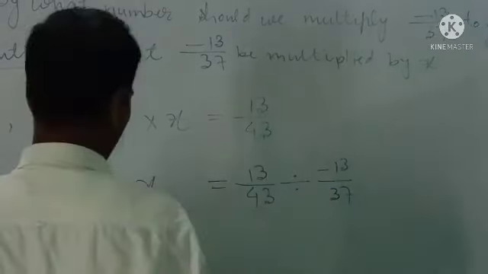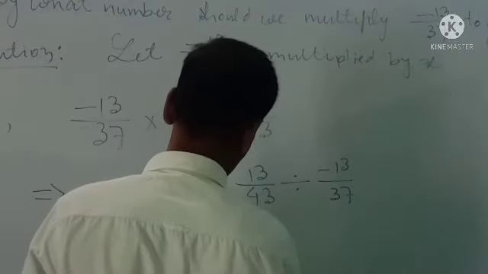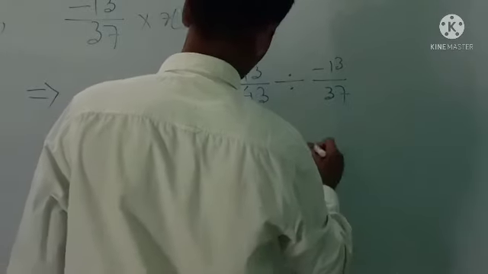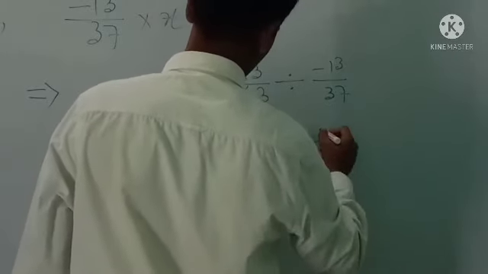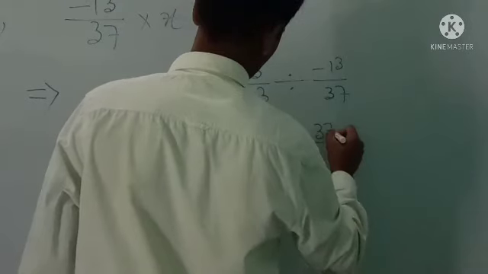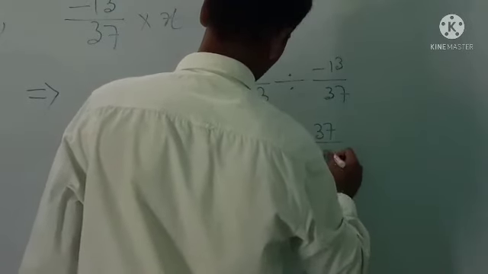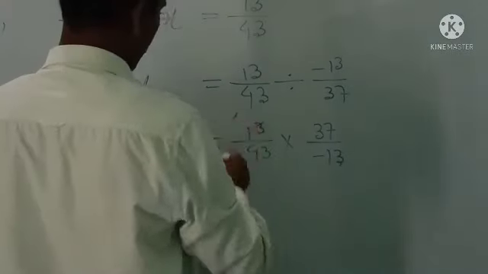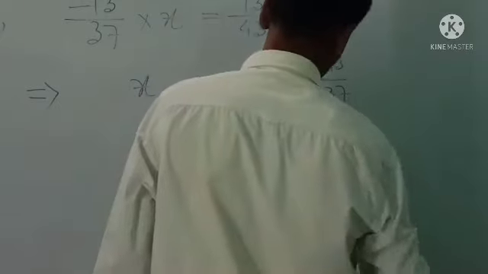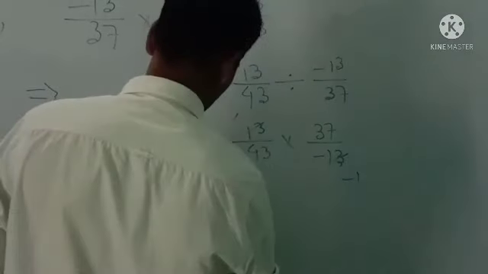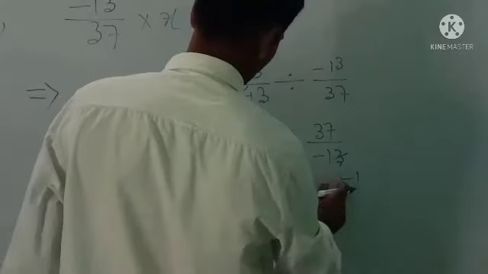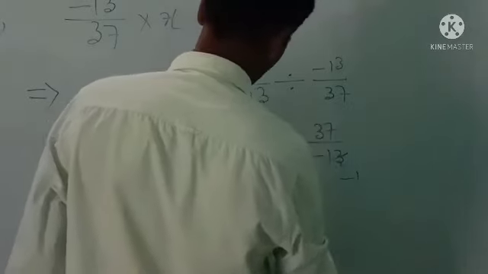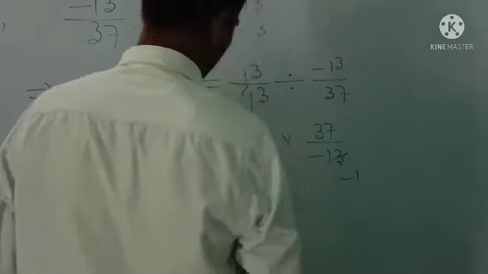Now in the following step, with 13 by 43, this divide will turn into multiply, and the next fraction is written in reciprocal order. This denominator 37 will go to the numerator place, and the numerator minus 13 will come to the denominator place. Now the rest is very simple. 13 times 1 is 13, 13 times minus 1 is minus 13. So we got 43 into minus 1, that is minus 43, and 1 into 37, we got 37 by minus 43.